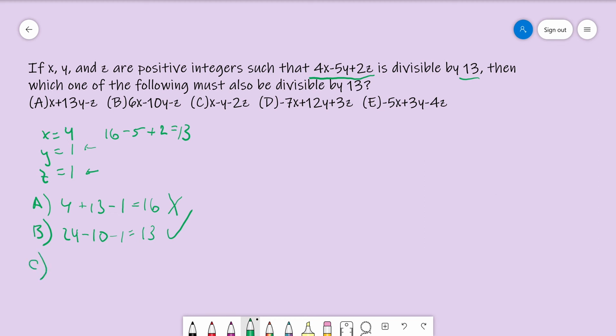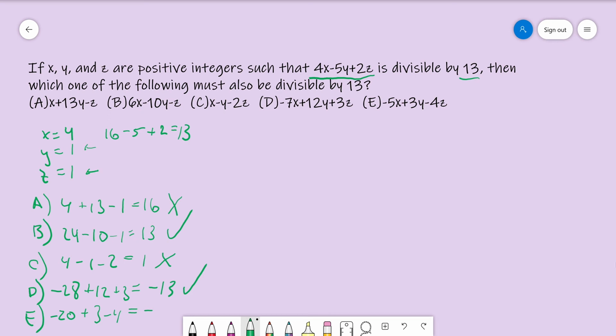So let's see, C would be 4 minus 1 minus 2, and that's equal to 1. That's no good. And D is equal to negative 28 plus 12 plus 3, which would be negative 13. So that actually works because negative 13 is also divisible by 13. And E is negative 20 plus 3 times 1 is 3 minus 4. So that gives us negative 20 plus 3 is negative 17, minus 4 is negative 21. So that's no good.